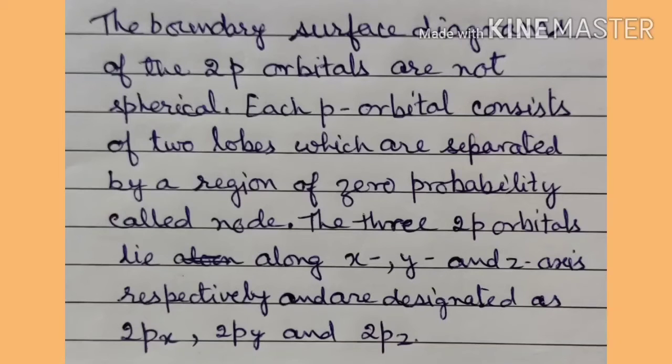The boundary surface diagram of the three 2p orbitals are not spherical. Each p orbital consists of two lobes which are separated by a region of zero probability called node. The three 2p orbitals lie along x, y and z axis respectively and are designated as 2px, 2py and 2pz. The boundary surface diagram of 1s, 2px, 2py and 2pz orbitals are shown in the figure that you will see next.